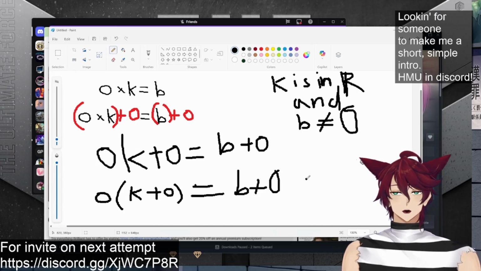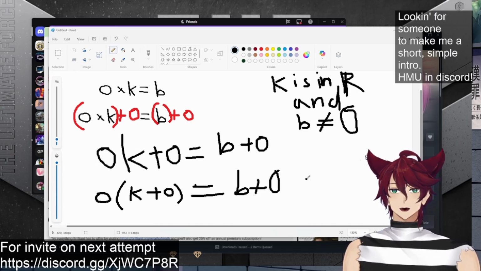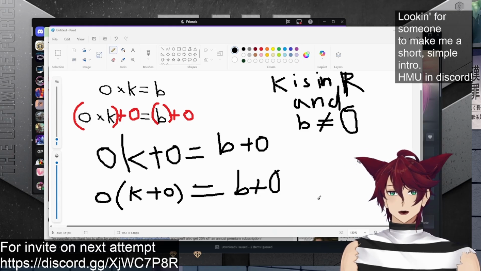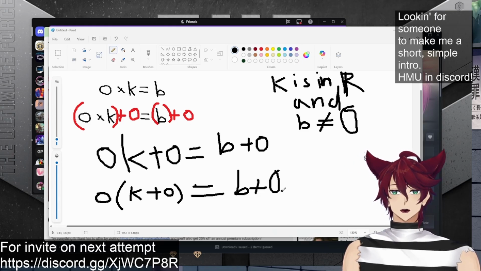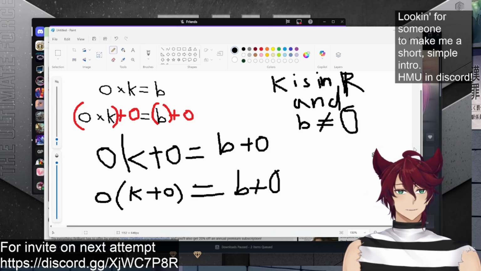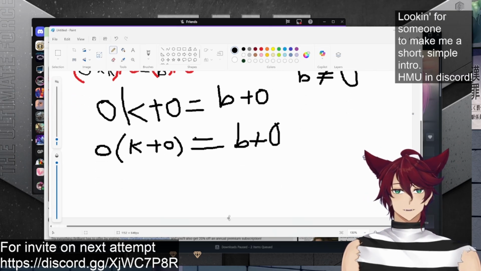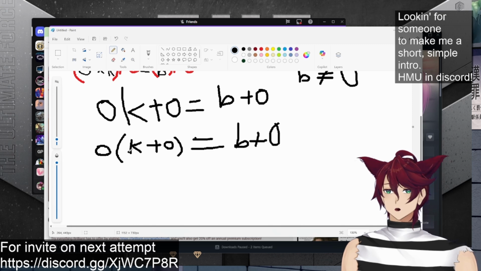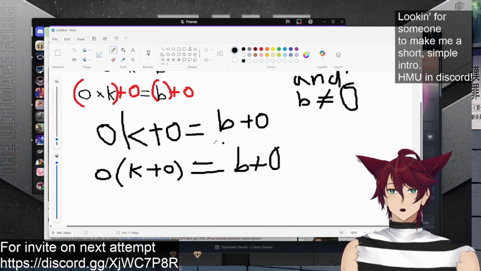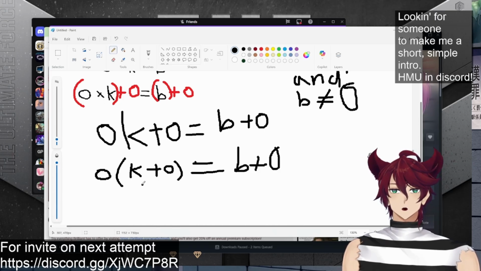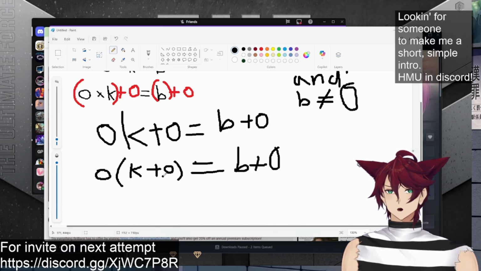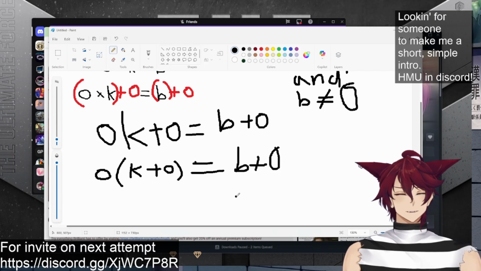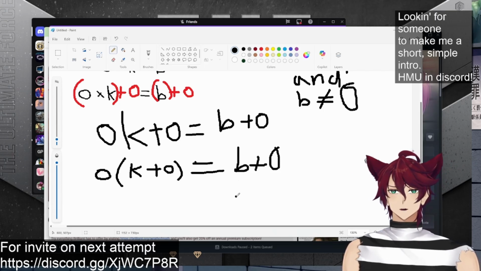And something that I would want to do is divide both sides by 0, but we can't do that, can we? Oh, but actually, we had the additive identity from the very beginning. k plus 0 equals k, right? And b plus 0 equals b, and we're back to where we started. So we don't want to do that.